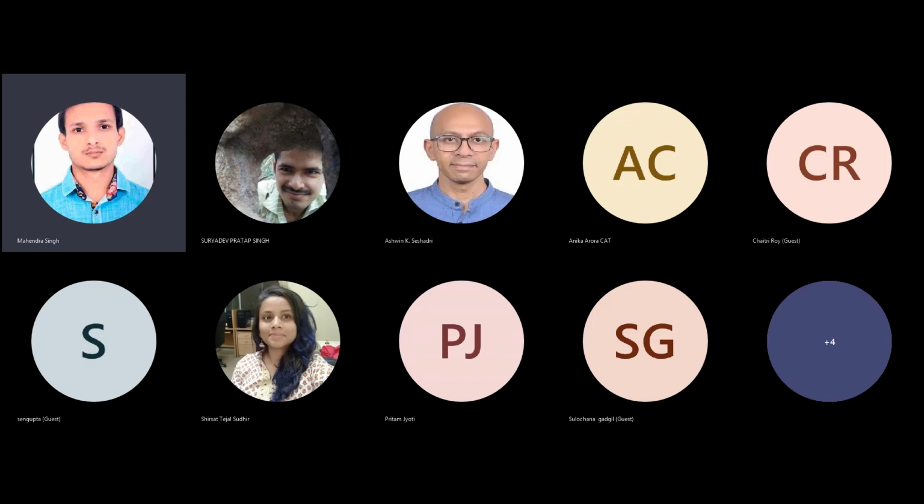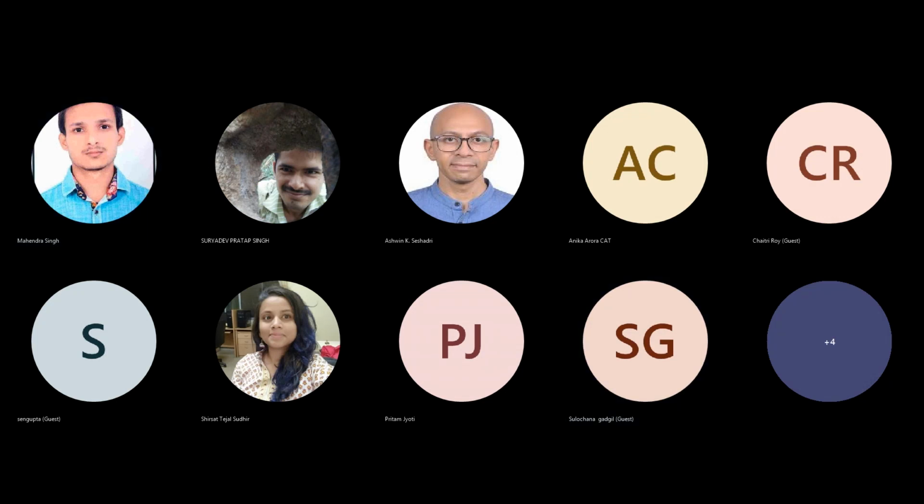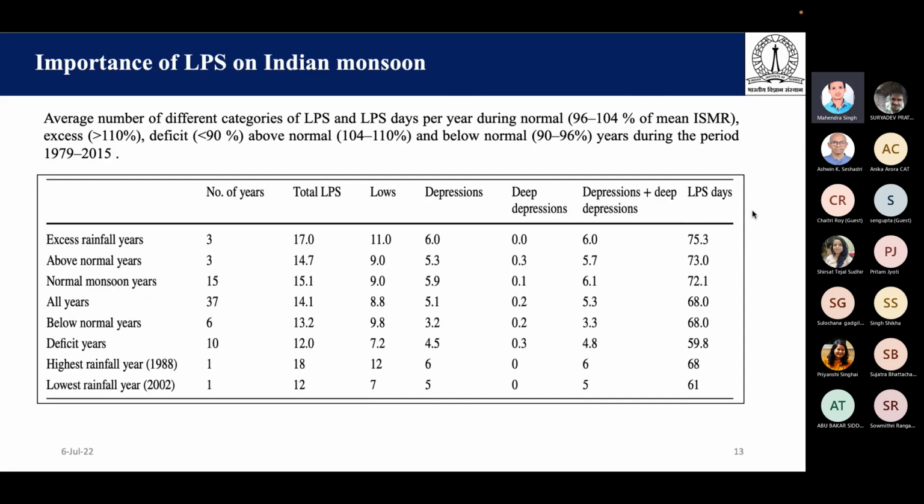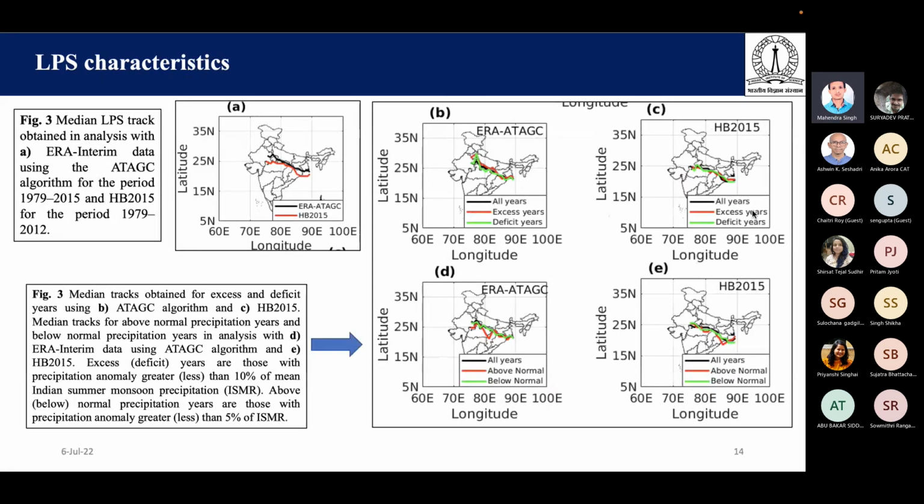South. We can say that this is because of the track density here. In the tracking algorithm, they did not get that density in the southern part as compared to the HV15. This is why this shift should be there.